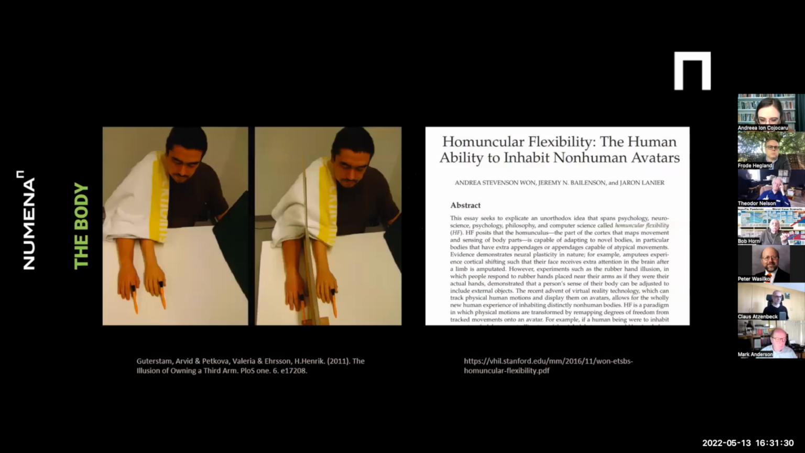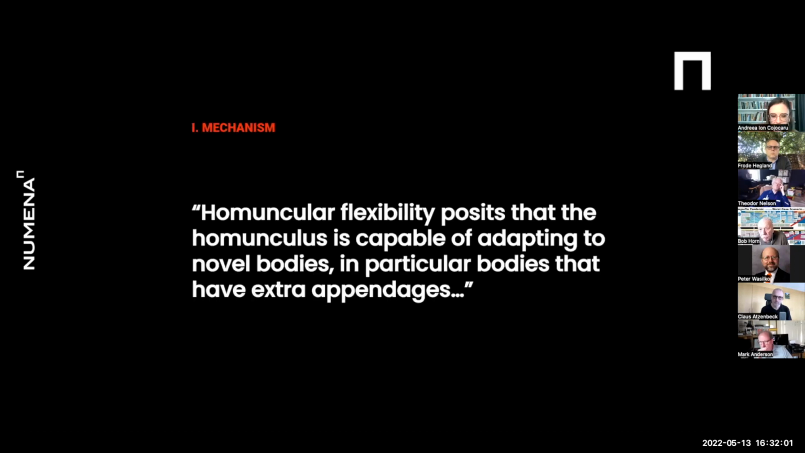Something that also points at a very interesting mechanism that deals with the muddiness of perception and thought is an article that came out in 2016, and it's about a very strange phrase called homuncular flexibility, the human ability to inhabit non-human avatars. And again, when this came out, I had to read the title a few times because it was just so unbelievable. It states basically that this theory posits that a homunculus is capable of adapting to novel bodies, in particular bodies that have extra appendages.